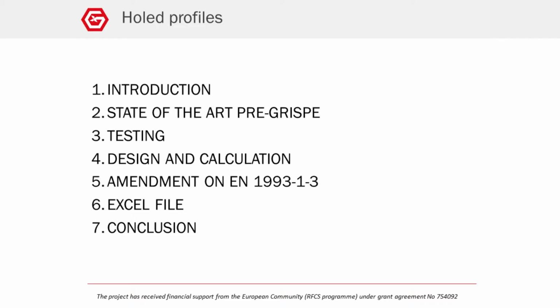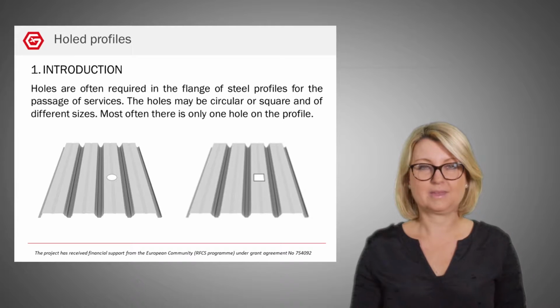Then, I am going to explain the methodology to calculate the effective section of a flange with a hole and the moment resistance of a profile with a hole in the flange under compression. This methodology is proposed as an amendment on Eurocode 3 Part 1-3. Lastly, I am going to introduce the Excel file which was implemented to calculate span moment resistance for a profile with a circular or a square hole in the flange.